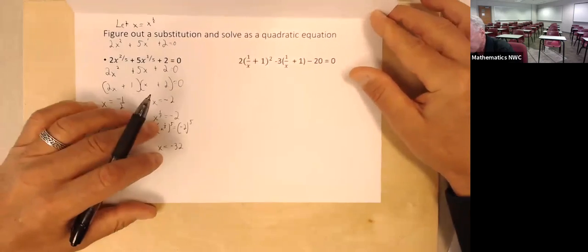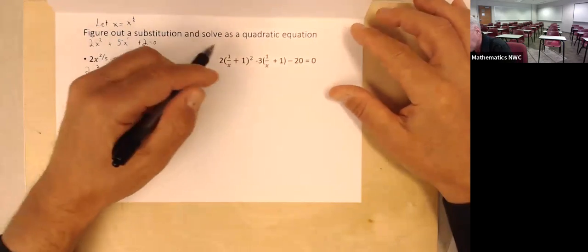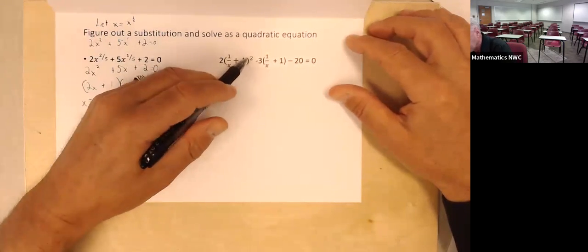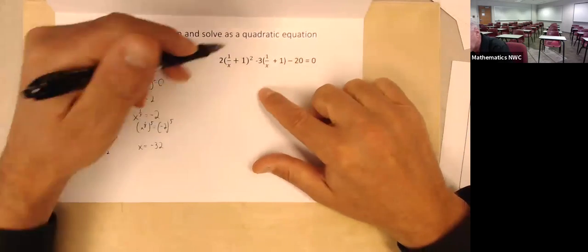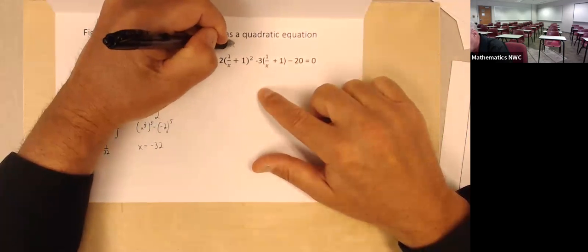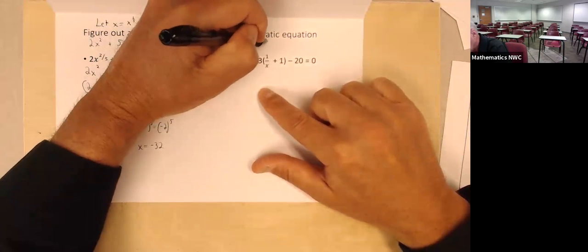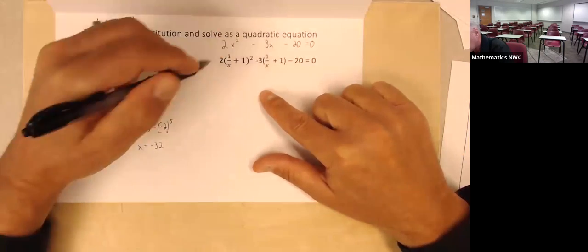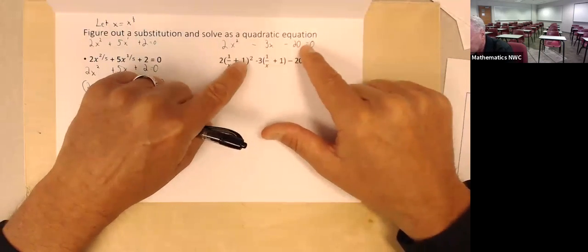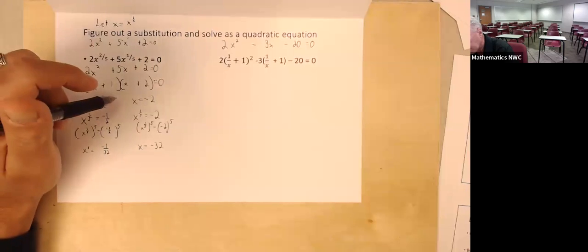This problem, quantity squared, same quantity, but to the first. This is really like 2x squared minus 3x minus 20. Do you see that it's in the same form of the quadratic?